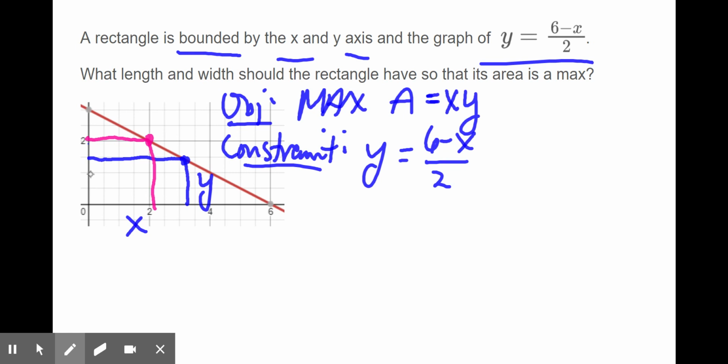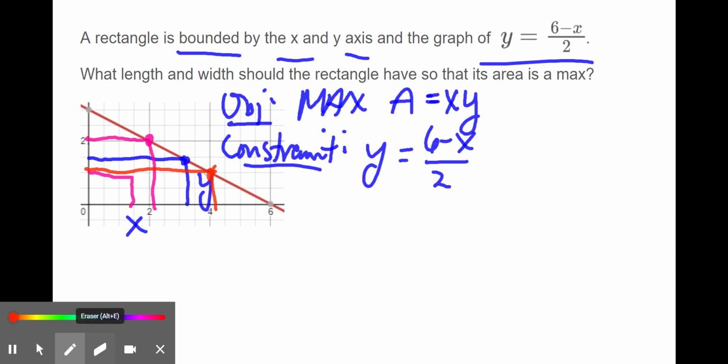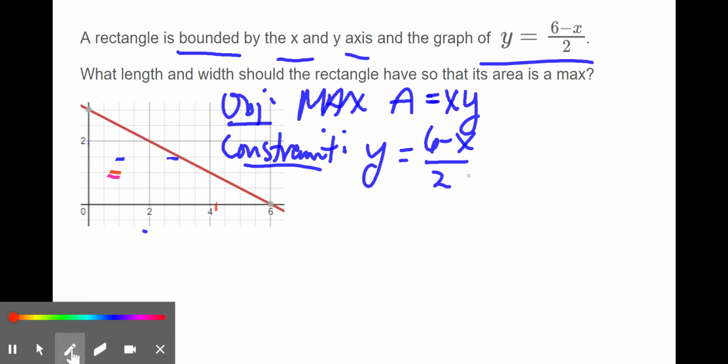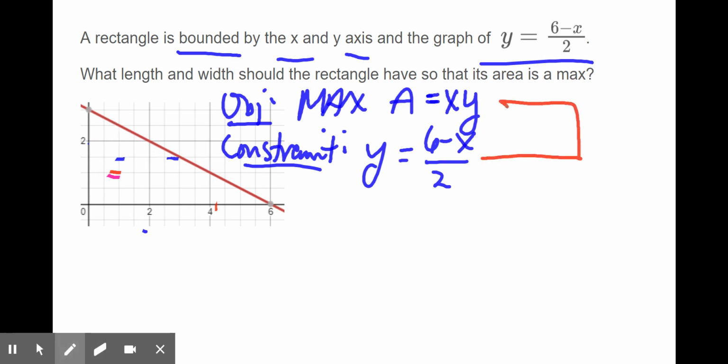It's silly for me to make my rectangle like this. There's no way I'm going to maximize it. So I definitely want one of my points to be as far to the right as possible, which means it has to be on the graph. All right, so now the question is, what do we do with that? Let's go back here. I want to take this and substitute it in up there. It's already solved for a variable, which makes my life easier. I'm not going to solve for the other variable. So A equals x times 6 minus x over 2.